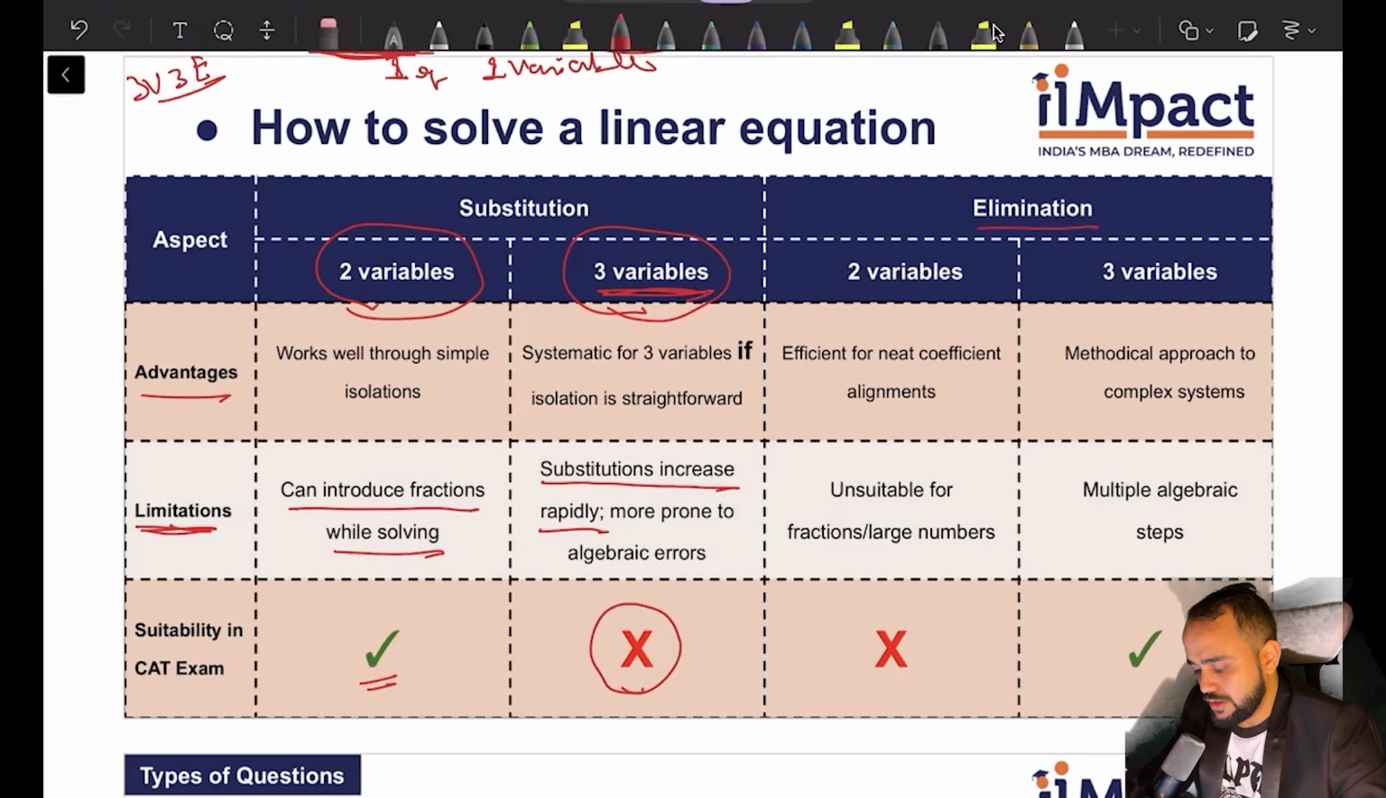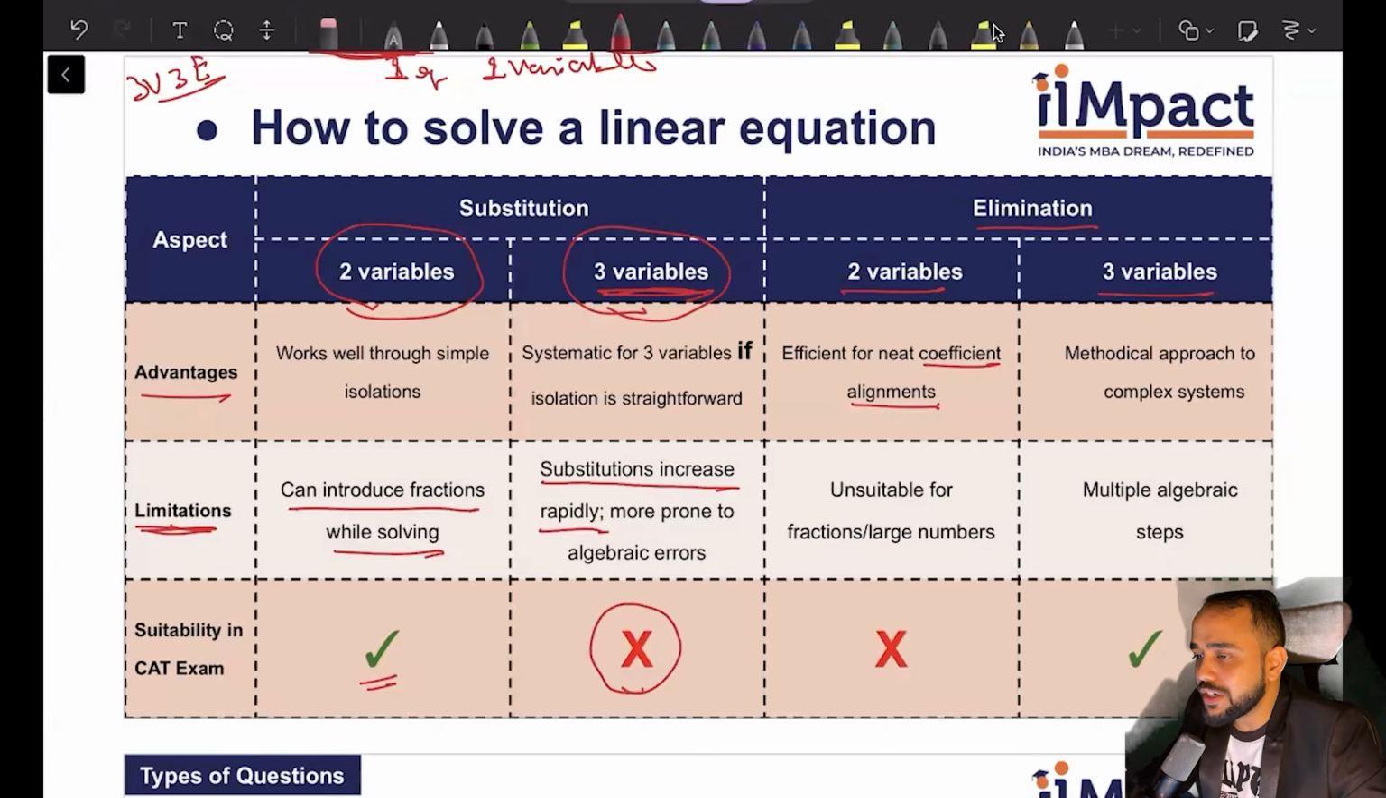Let's talk about elimination. Elimination is overall a much more efficient method if your coefficients are neatly aligned. If you can see the pattern, if you can see what I need to multiply with, it becomes a good idea, regardless of whether it's a two variable system or a three variable system. However, if the coefficients given to you are fractions, or large numbers, then it becomes difficult to identify what I should multiply with.